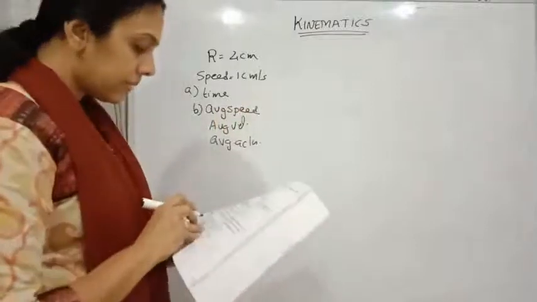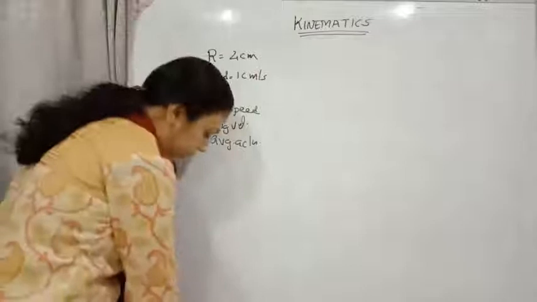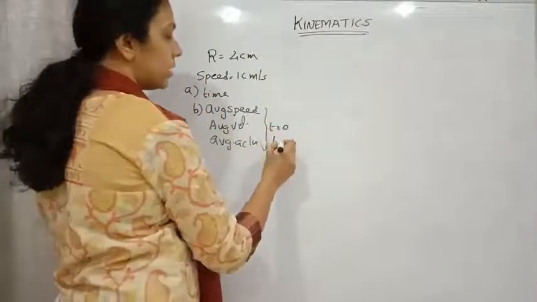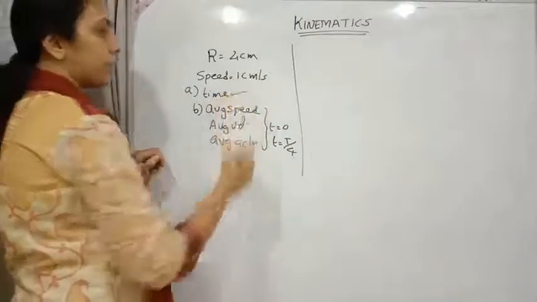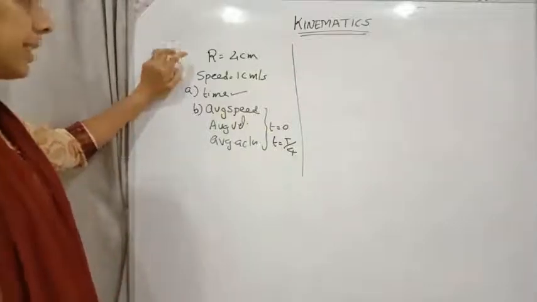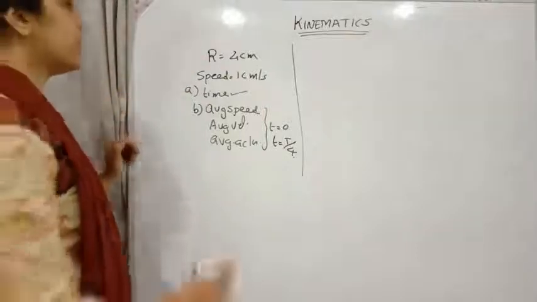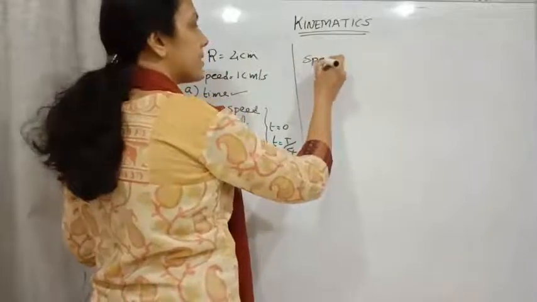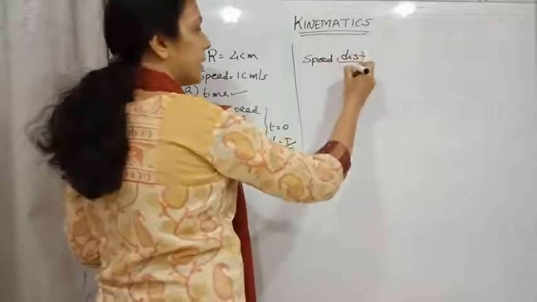In a time interval t equals 0 to t equals T by 4. So first we need to find out the time. We have a constant speed of 1 centimeter per second and r equals 4 centimeter, a circular path. So how can we find out the time? Speed equals distance traveled divided by time.